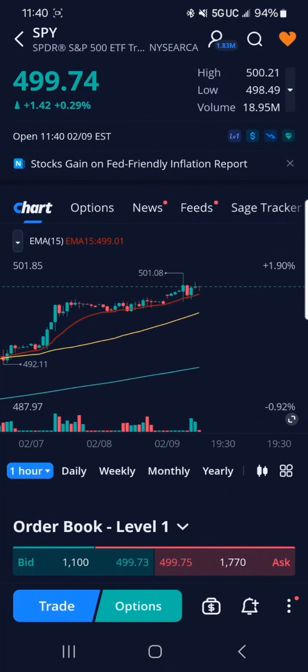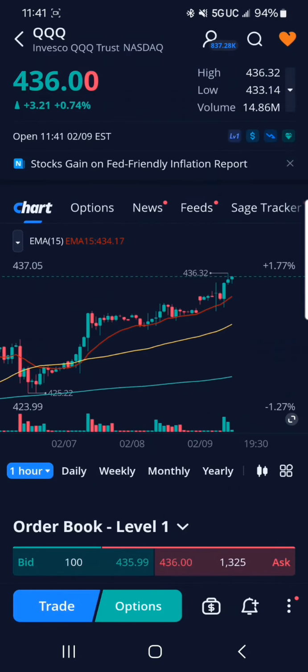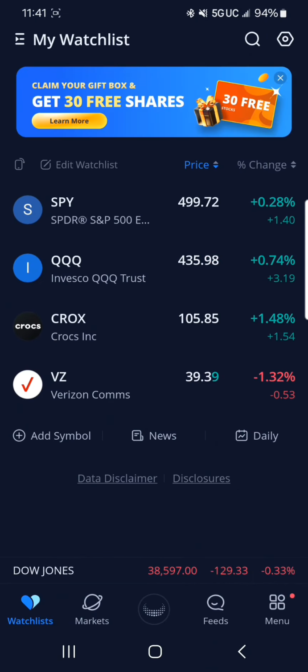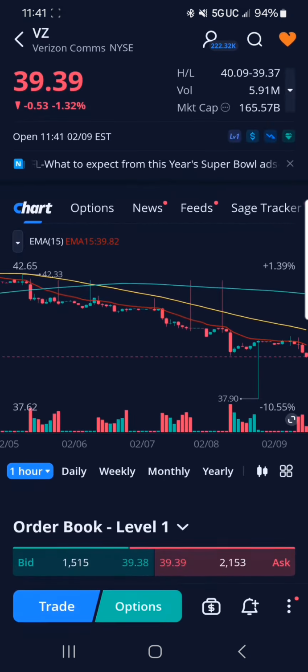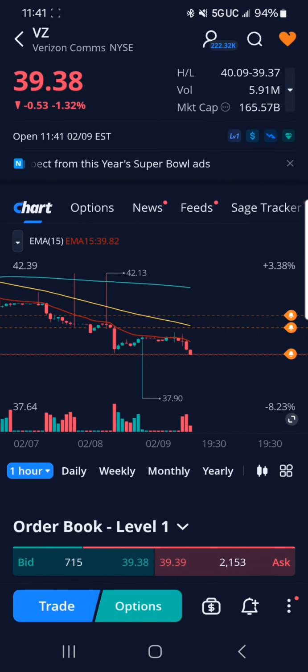man, the thing that sucks is SPY is actually up for the day. As you can see, SPY is green. QQQ is green. I'm like, dang, this sucks because the overall market's green. And look at Crocs. Crocs is up. So it seems like everything's green except for Verizon. Go figure, right? Come on, man. The market is overall up and green, but somehow Verizon is not.